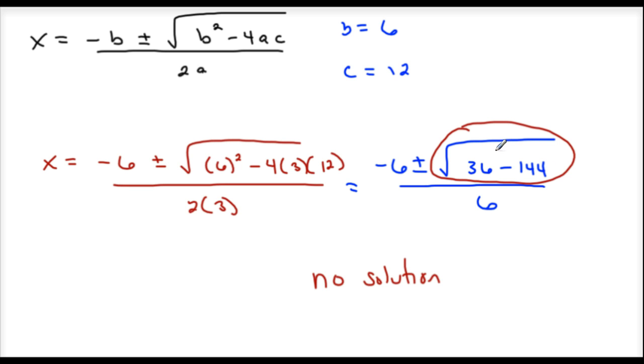Okay, so if your discriminant is going to be less than 0, you have no solution or no real roots. In Algebra 2, they'll teach you how to find your imaginary roots and actually how to graph them as well. Alright, our next example.